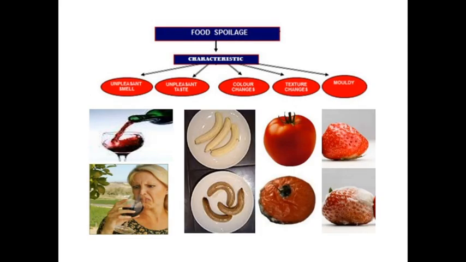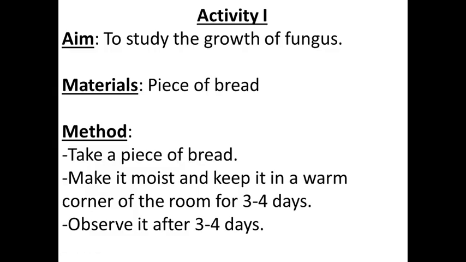You can understand this with the help of this slide. If the food is spoiled, these are the changes we can check: unpleasant smell, unpleasant taste, change in color, change in texture, and mold. So these are some signs of food spoilage that we learned in the previous session. Then we learned about one activity, that is to study the growth of fungus. If possible, then only you can do this activity.